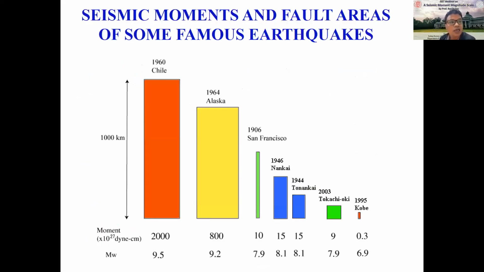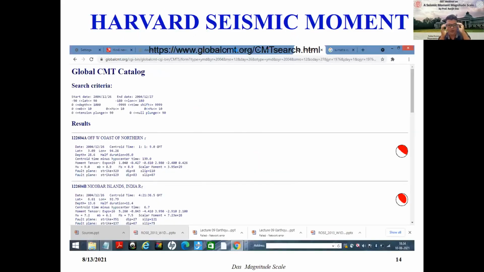I am trying to show you the seismic moments and fault areas of some important earthquakes. Here it is the 1960 Chile earthquake. Its length is around 800 kilometers and its width around 180 kilometers. This is the information on seismic moments and fault ruptures for different earthquakes.